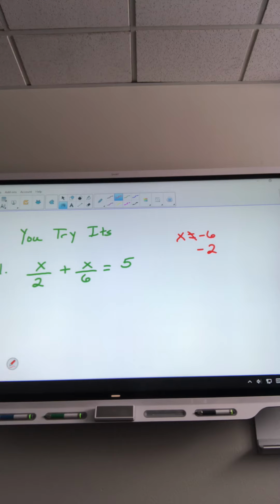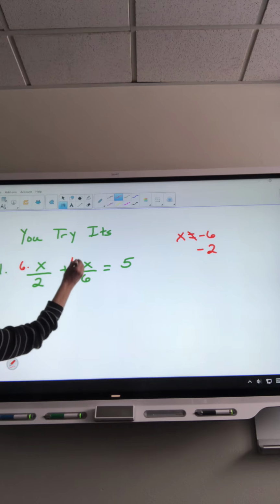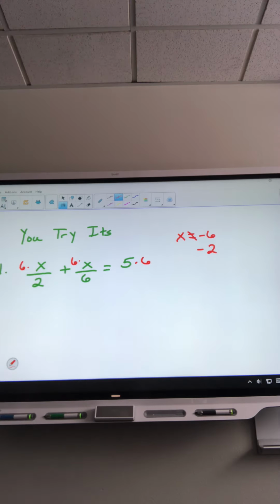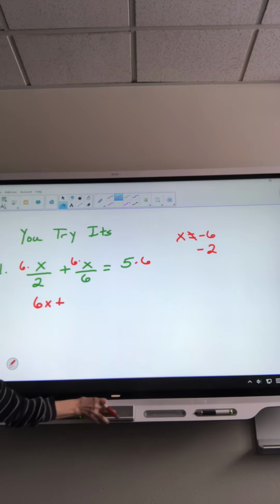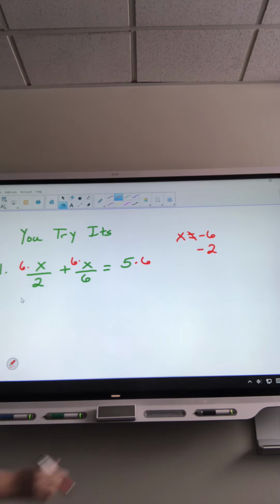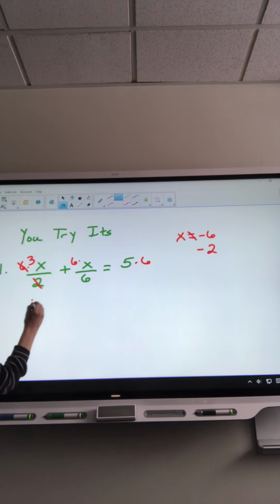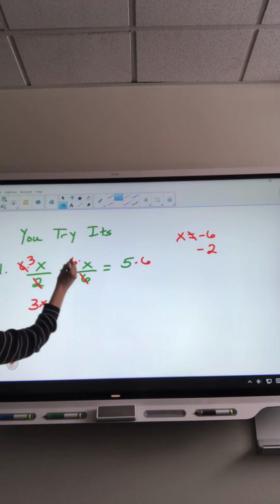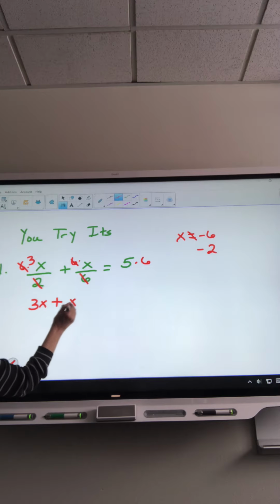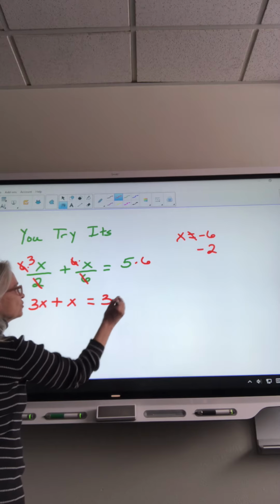All right, so for this one, we've got the 2 and the 6, so a common denominator would be 6 because 2 divides into 6. So we multiply all 3 terms by 6. Actually, 2 divides into 6 first to give us 3. So then 3 times x is 3x. This 6 cancels out, so we have plus x. And then we have 5 times 6, which is 30.